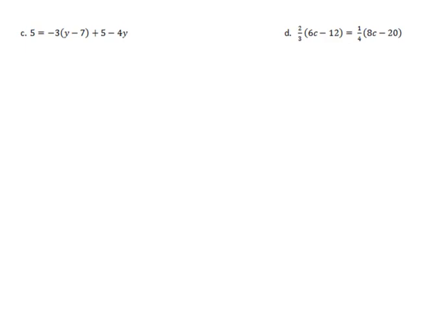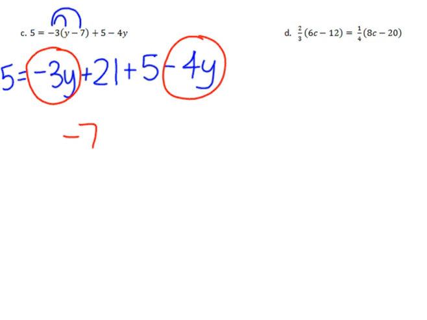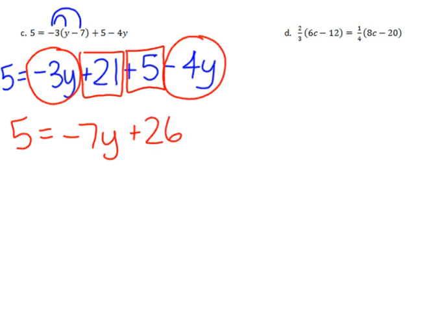Moving on, part C, we will distribute the negative 3. So negative 3y. Negative 3 times negative 7 is positive 21. And then that all equals 5. Just like we did before, we're going to combine like terms. Negative 3y and negative 4 is negative 7y. And positive 21 and positive 5 is positive 26.